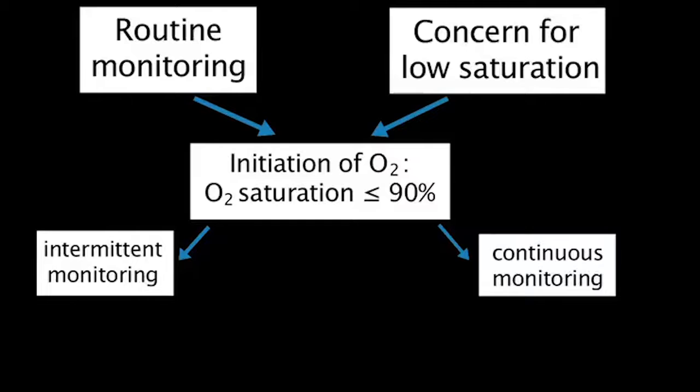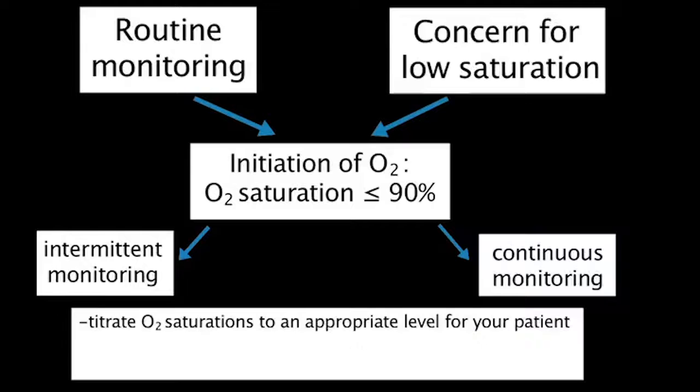If you don't have the capabilities for continuous pulse oximetry monitoring, or if it is not appropriate for your patient, you'll want to check the patient's oxygen saturation frequently after initiating oxygen therapy, and this will allow you to titrate the oxygen saturations to an appropriate level and then adjust them intermittently throughout the day.